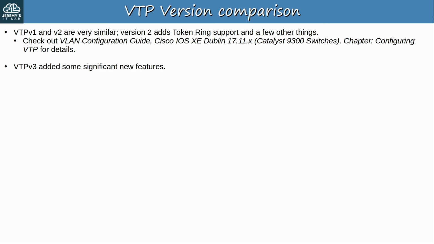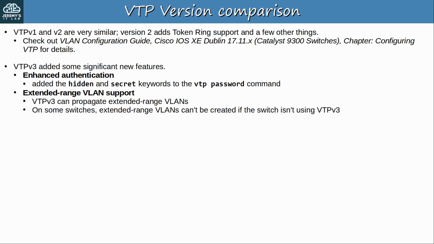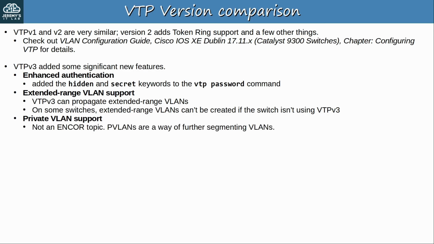I'll summarize them here. One is enhanced authentication. As we just covered, version 3 added the hidden and secret keywords to the vtp password command. And version 3 also added extended range VLAN support. We covered this before too. VTP version 3 can propagate extended range VLANs. And on some switches, extended range VLANs can't even be created if the switch isn't using VTP v3. Version 3 also added support for private VLANs. Private VLANs aren't an ENCOR topic.